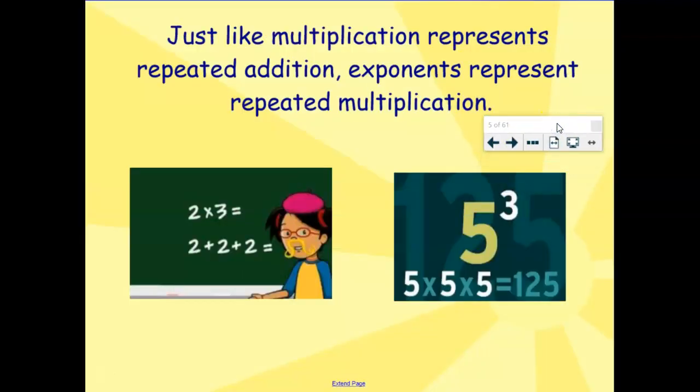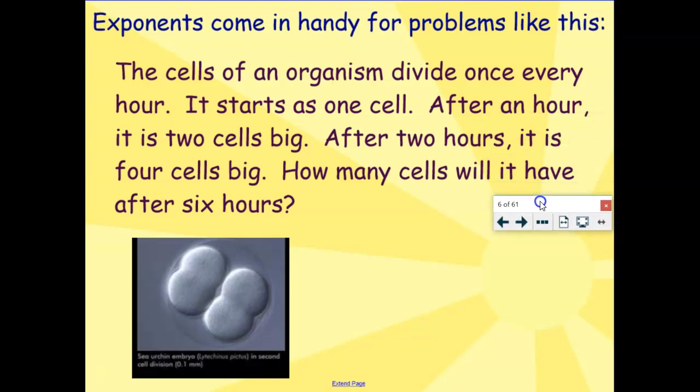So just like multiplication represents repeated addition, exponents represent repeated multiplication. And they come in handy for science problems and other problems. So for example, the cells of an organism divide once every hour. It starts as one cell, but after an hour it's 2 cells. After 2 hours it's 4 cells. How many cells will it have after 6 hours? So another way we can represent that is it's timesing by 2, and it's happening 6 times. So an exponent, again, can represent the situation and help us solve the problem.